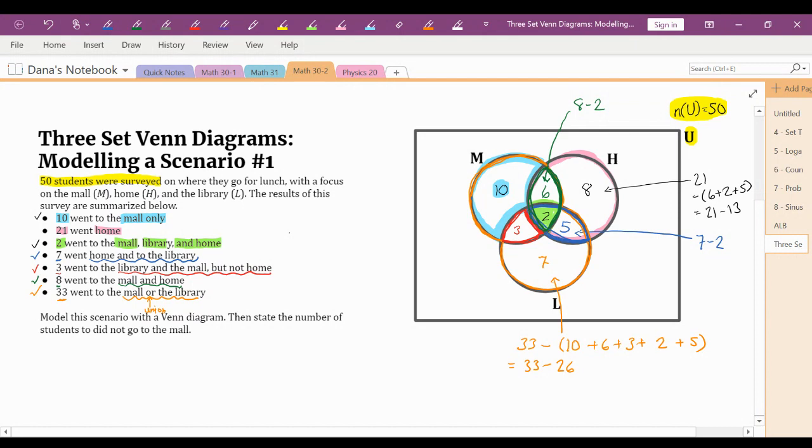Now, a common mistake would be for students to think they're done. Guess what? You're not done. You have to remember to fill in the outer region. To do that, you need to refer back to how many should be in the universal set. We have used all of the bulleted statements, but we haven't taken into account that there should be 50 in this whole box. So what we need to do is take the 50 and minus everything else.